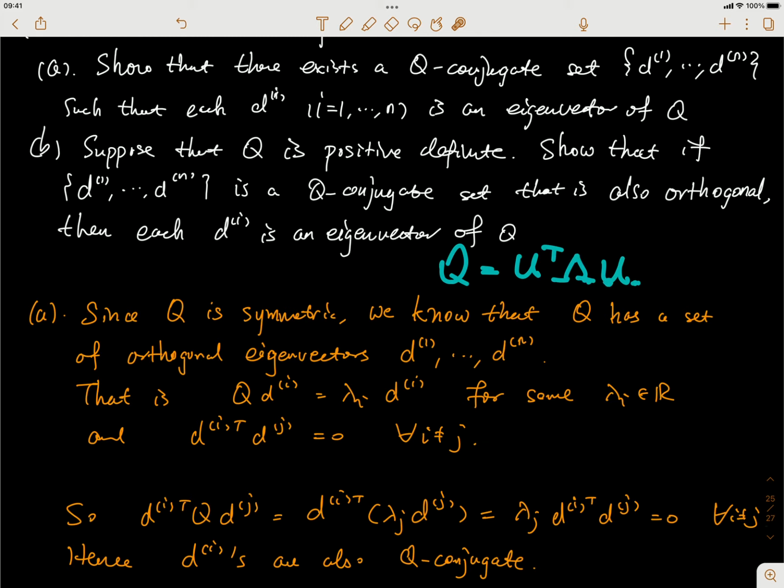So we just extract the columns of this U. We call the columns of U d1 through dn. Then d1 through dn are eigenvectors. This is the only thing we need. So each di has a corresponding lambda, which is the ith diagonal entry of that matrix I just drew, and we will have this property because di is the eigenvector.